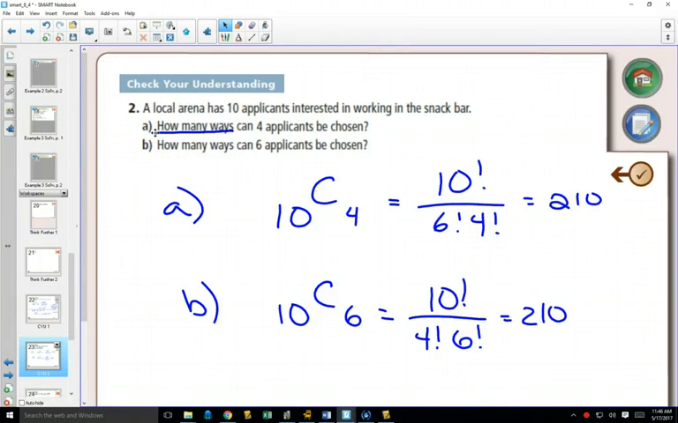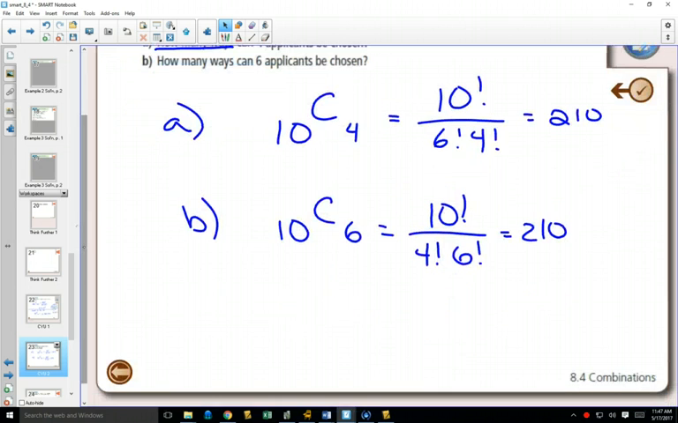And so they want us to notice that choosing 4 from 10 is the same as choosing 6 from 10. Because if I take out 10 different cards here, every time that I choose 4 cards, I'm left with 6. So every unique group of 4 leaves me with a unique group of 6. And since the order doesn't matter within these groups, choosing 4 from 10 is the same as choosing 6 from 10.